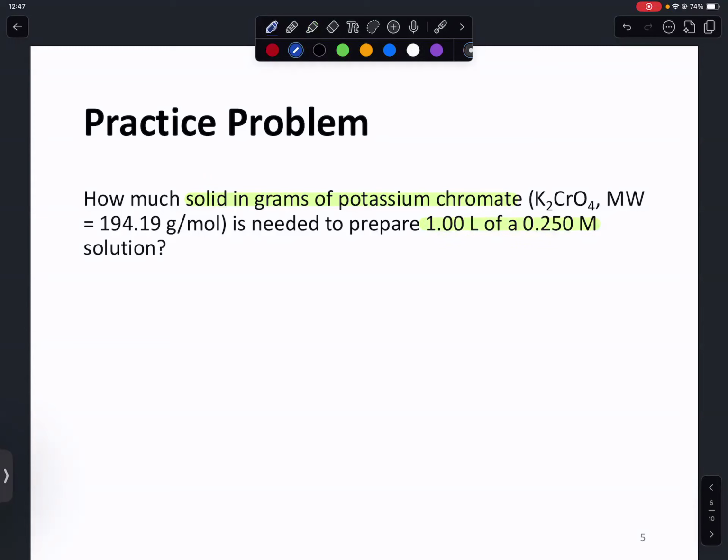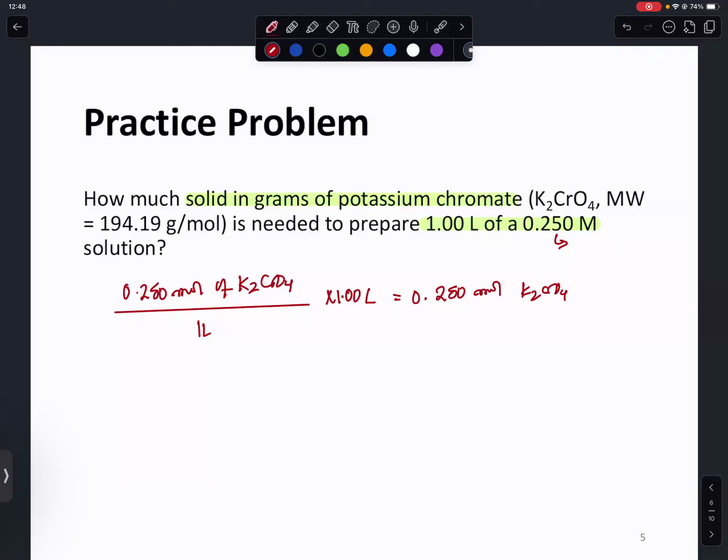Okay, so first thing is we need to isolate the moles. And I'm thinking out loud with you, from the 0.250. So let's break this down. So it's 0.250 moles of potassium chromate in 1 liter, and I want to isolate the moles, so I'm going to multiply with 1.00 liters, and I got here 0.250 moles of potassium chromate. Okay, now 3 sig figs.